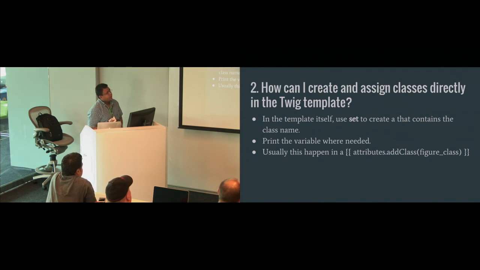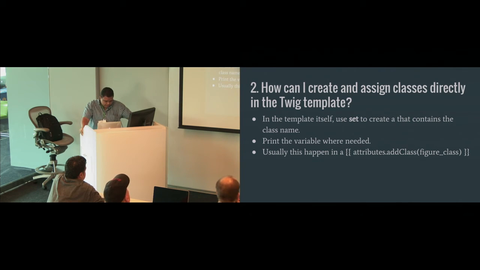How can I create and assign classes directly in the Twig template? Before, in Drupal 7, we had a preprocess function, now deprecated. Actually, I think it doesn't exist anymore. A process function where we would add variables, and we would add classes to be added to the template. In Drupal 8, that is no longer recommended. With Twig in particular, you can create the classes that you need directly in the template.